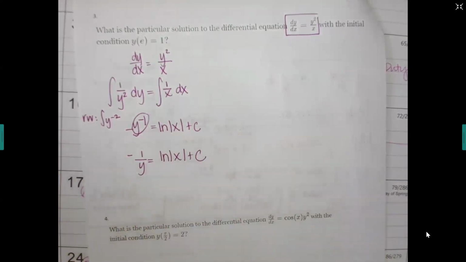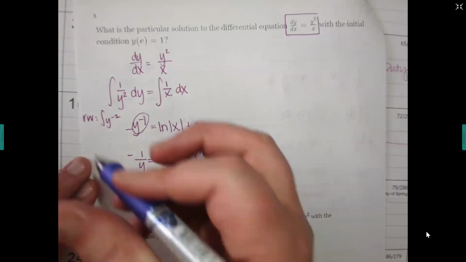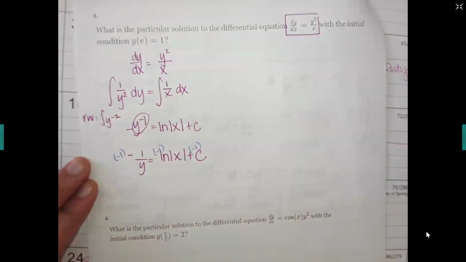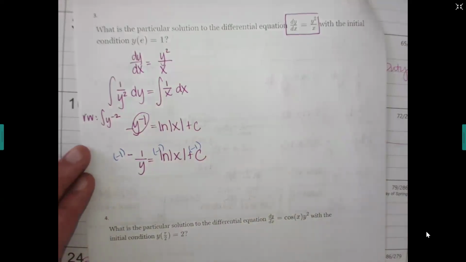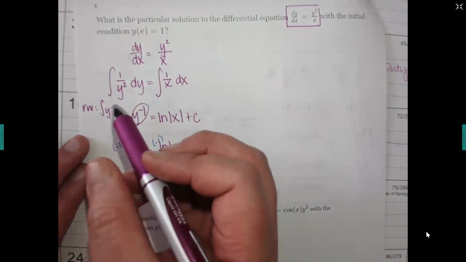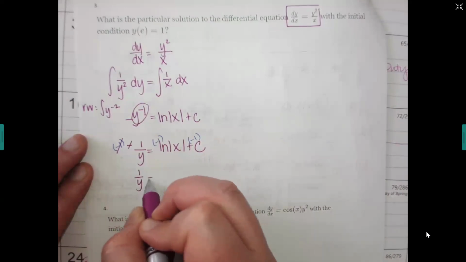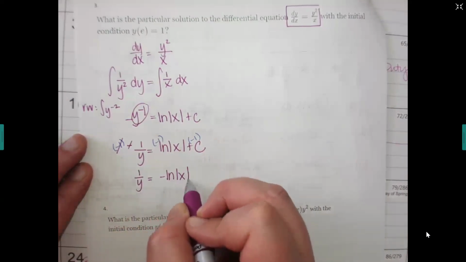Okay, but if you have a power that's negative, that means you can push that y to the first power down into the denominator. And then how can I get rid of this negative right here in the front? If it's a times -1, I could just times by -1 again. And that'll cancel it out. So now this is just 1 over y. And this is a negative ln x. And then remember the c you don't really care about.